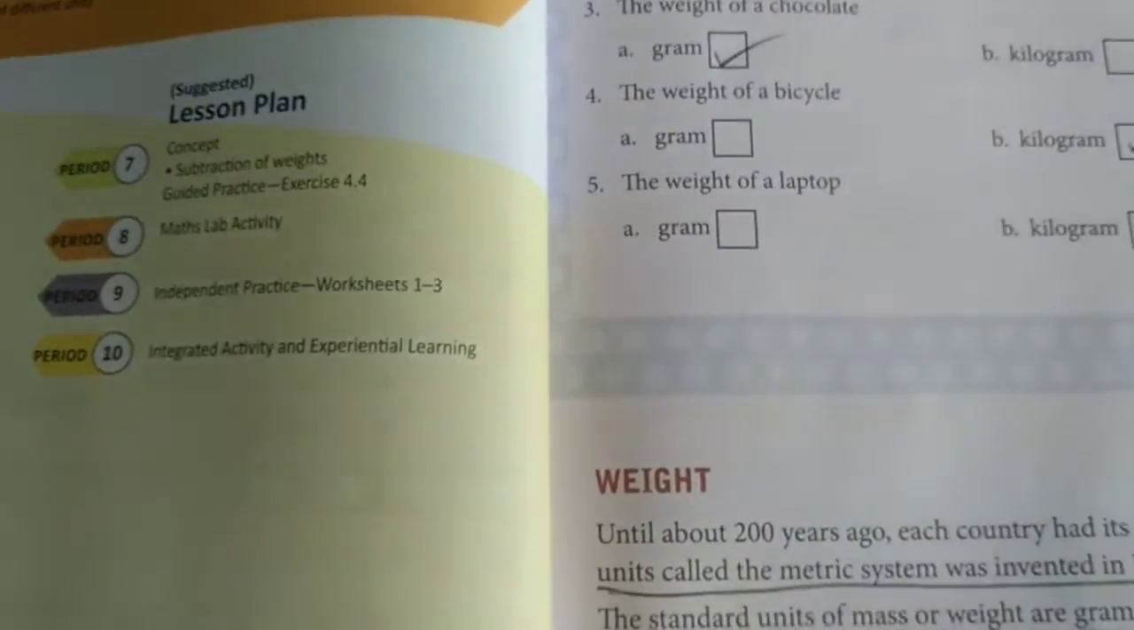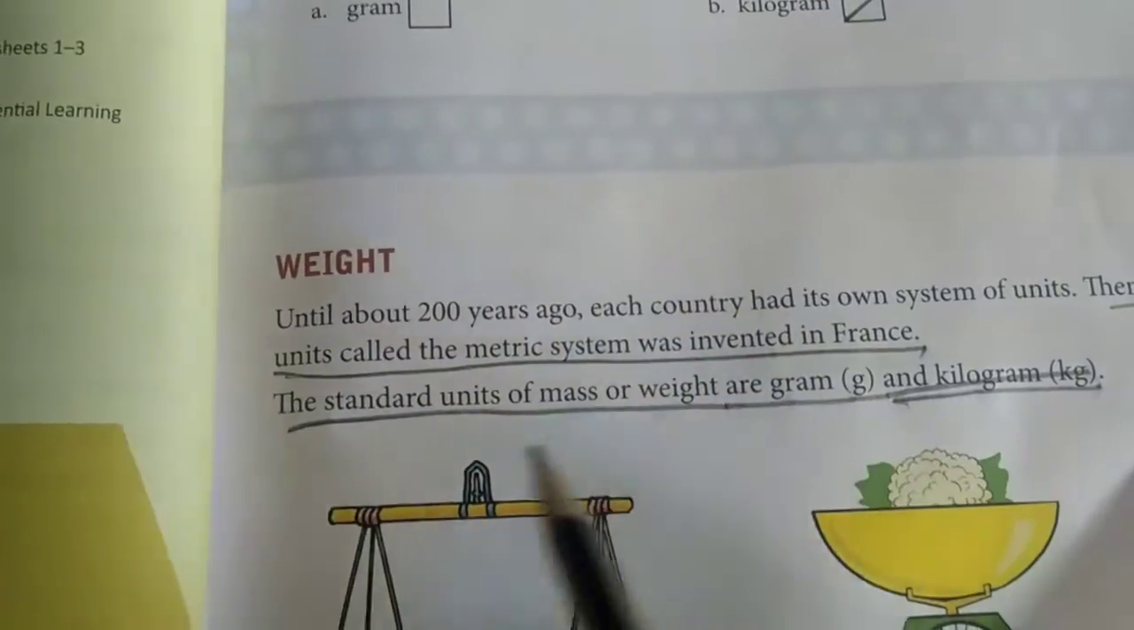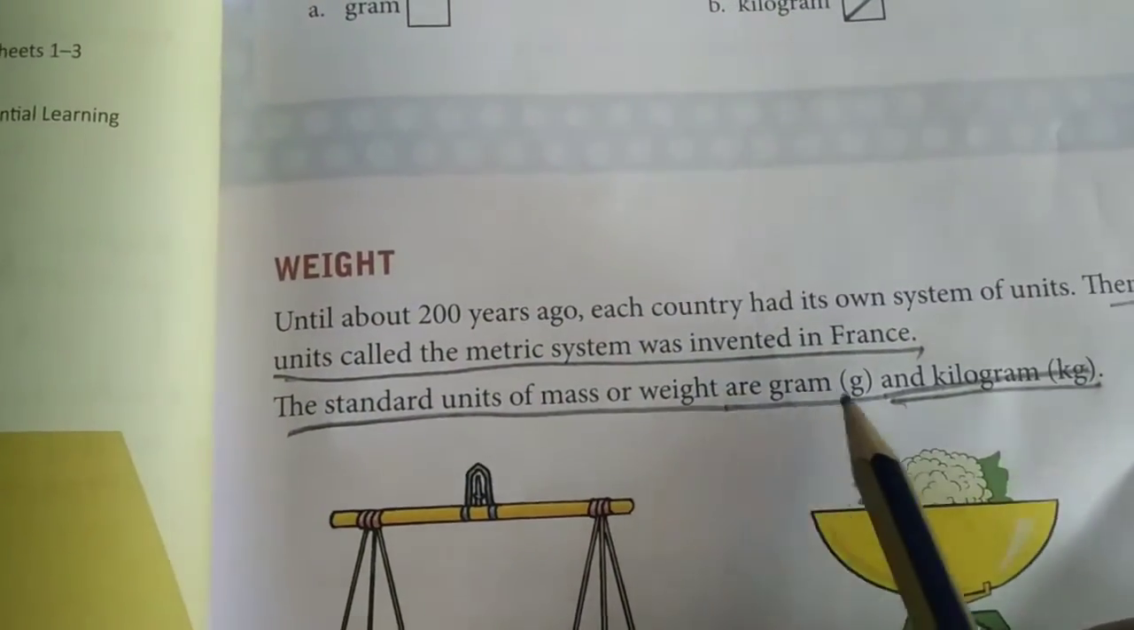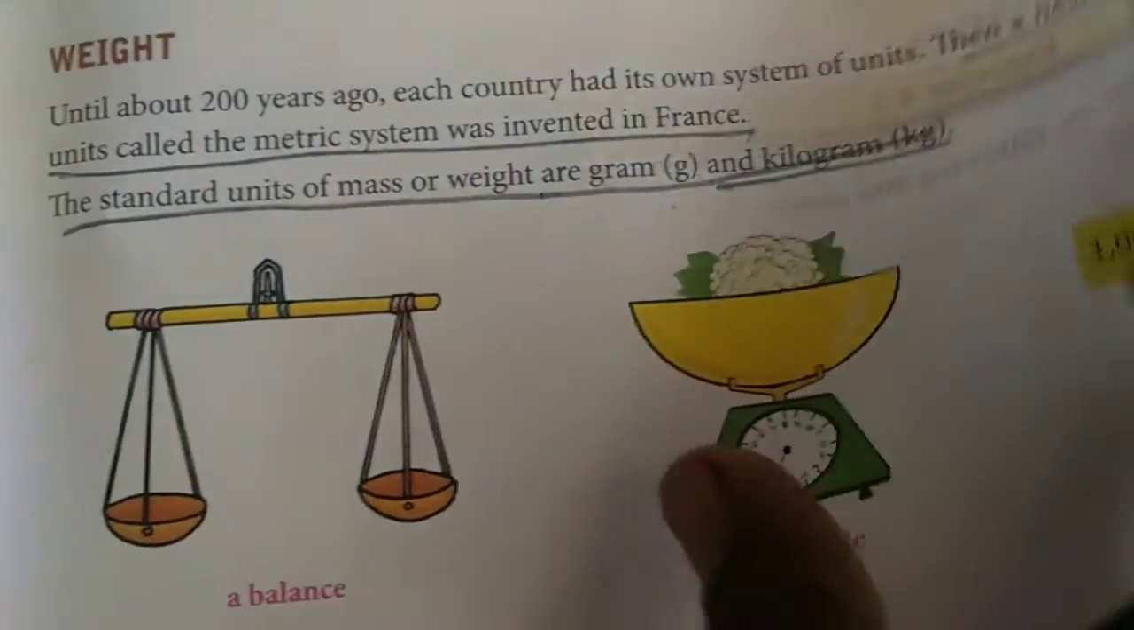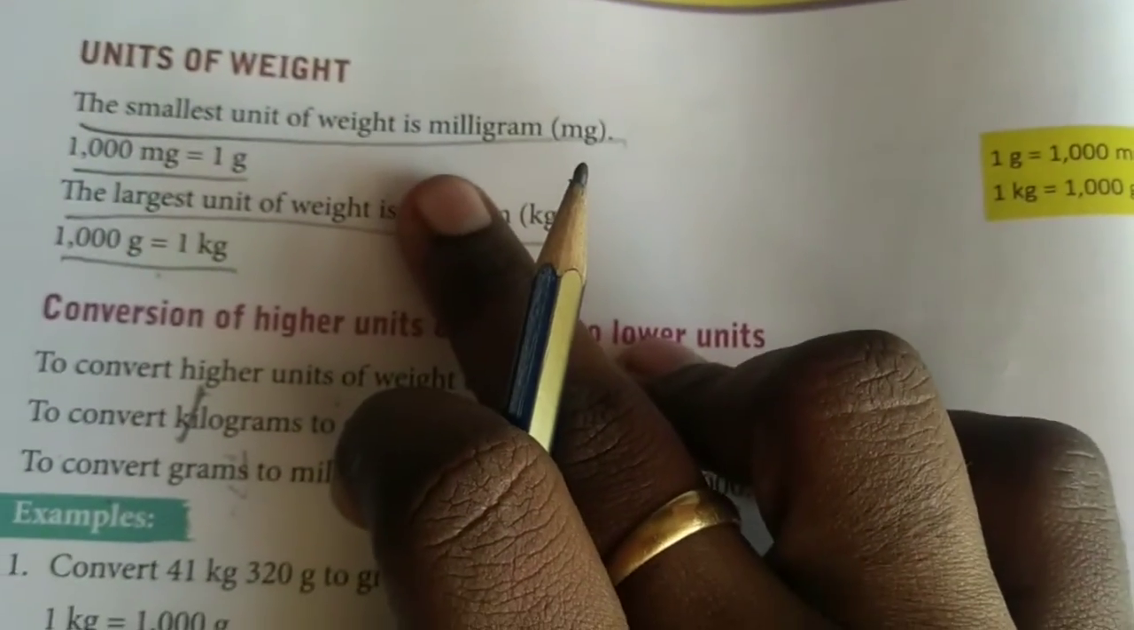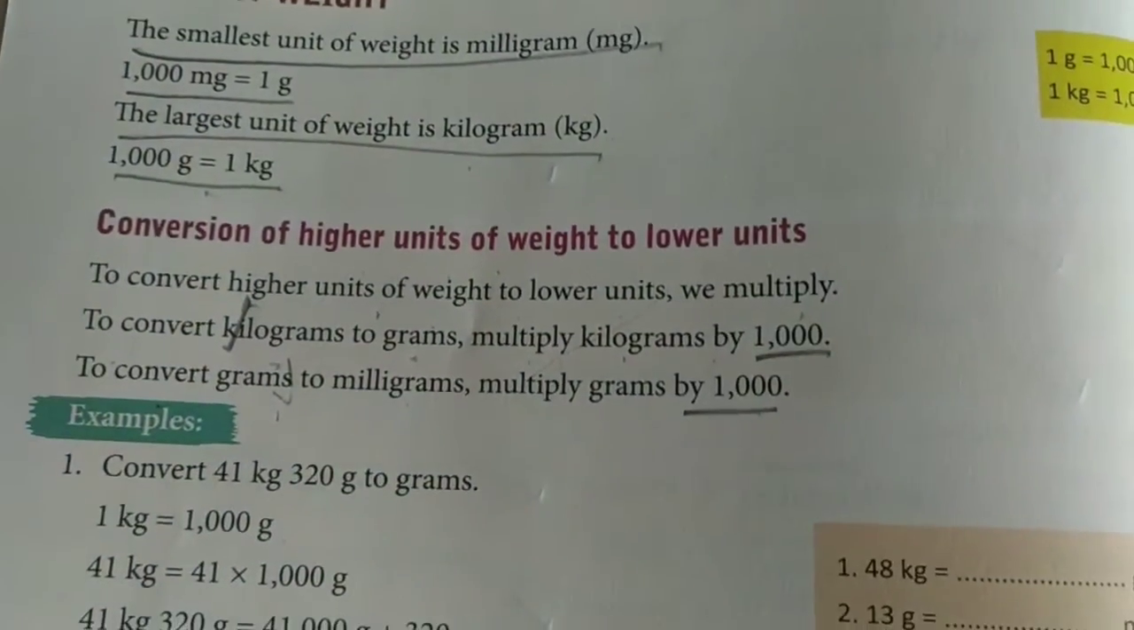Dear children, our next lesson is lesson 4, mass. In this lesson also, we have some new words. The standard unit of mass or weight is gram. 1 kg is equal to 1000 gram. The smallest unit of weight is milligram. The largest unit of weight is kilogram.